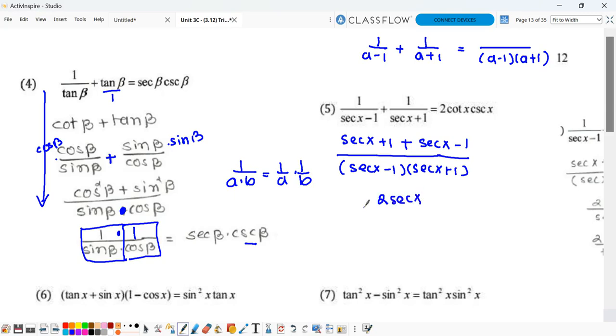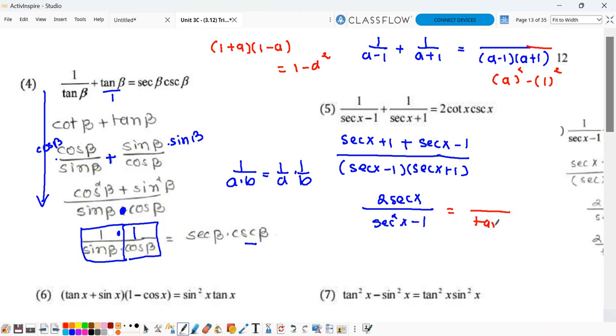This becomes 2 times secant x over this. Okay, shouldn't cross out. 1 minus 1 is 0. And this becomes secant square x minus 1. How? Okay, again, expectations. You know that a difference of squares is a square minus b square, which is secant square minus 1. Or you can FOIL it. You can multiply. But know that this is very popular in trig, a difference of squares. Okay, so secant square minus 1 is tangent square.